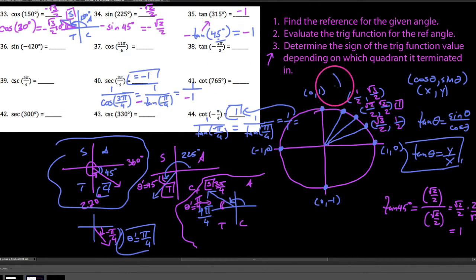So using reference angles, you can see how we could just find a reference angle, use the reference angle instead just by knowing these values in the first quadrant, and then, depending upon which quadrant it terminated in, assign the sign that we need on our value.